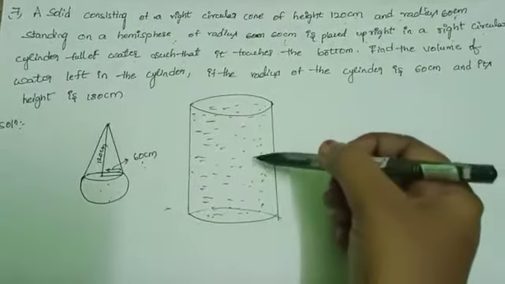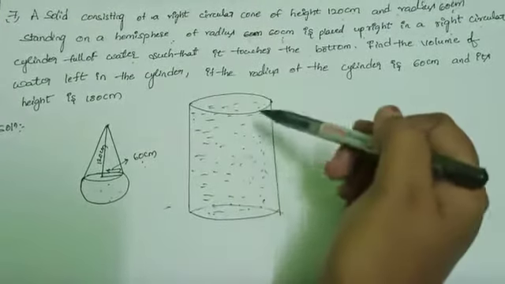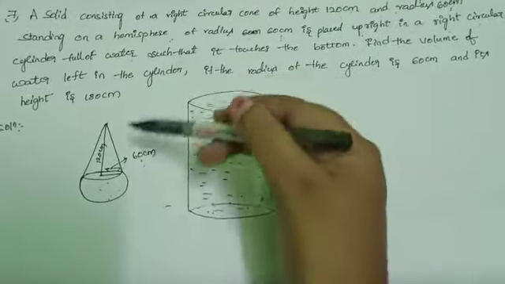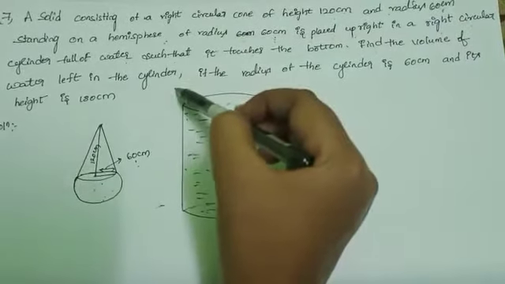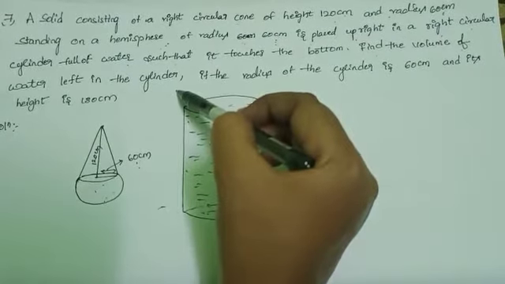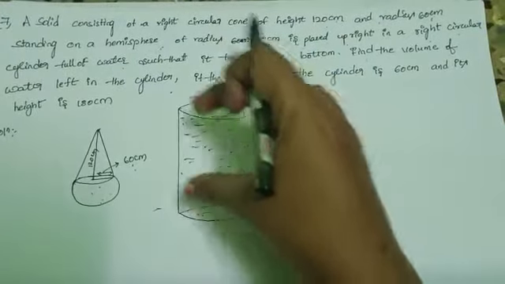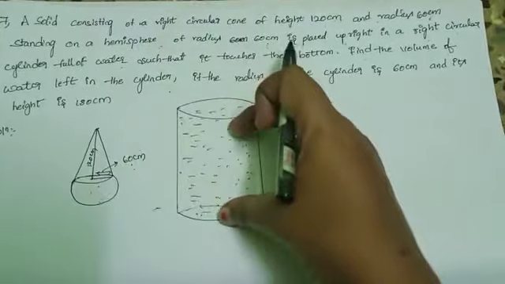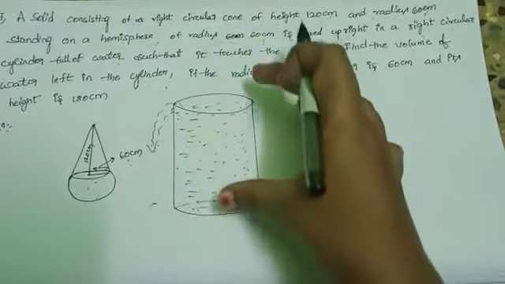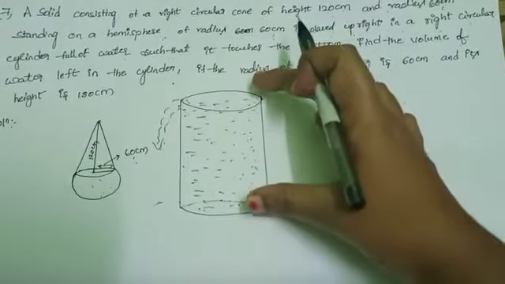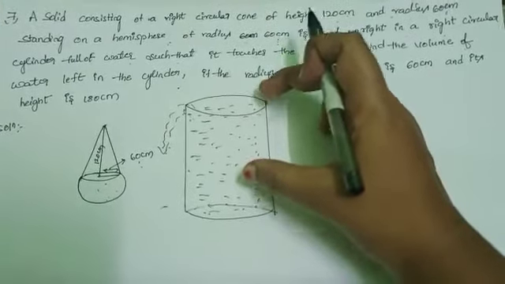Okay, the cylinder filled with full of water. Okay, when we place the solid into cylinder, some water is overflown. Okay, so find the volume of water left in the cylinder. Here, when we placed into cylinder, some water is overflown. Okay, and remaining some water in cylinder. Here you have to find the remaining water. Volume of remaining water.